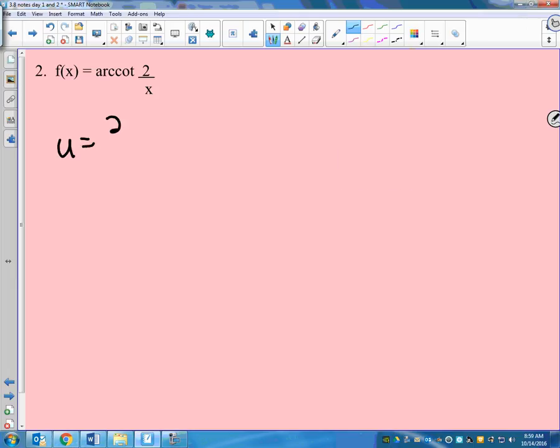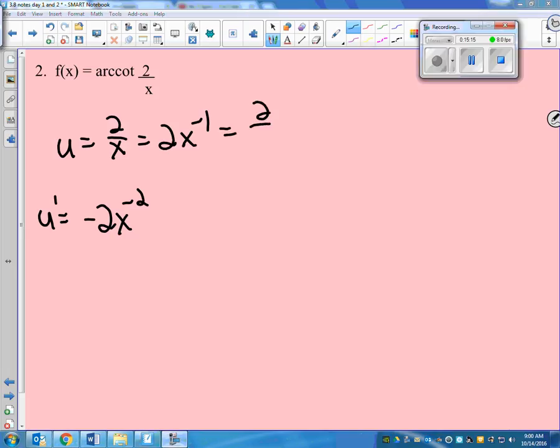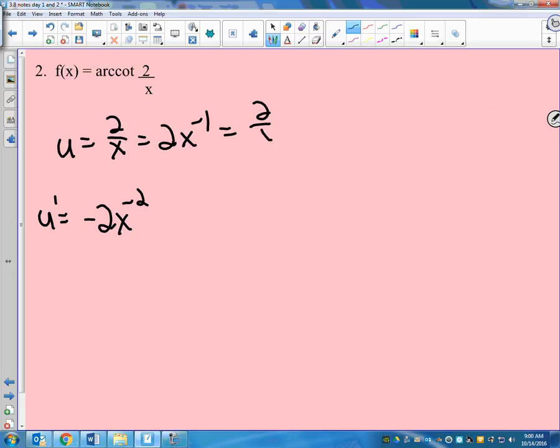So when you have a fraction with x in the bottom, you're going to have negative exponents. When you take the derivative, it means you're going to have fractions in a fraction, and you're going to have to simplify it. So negative 2x to the negative 2. I like working with the fractions better. So just like the last one, I'm going to write this as 2 over x, and this one as 2 over x squared.